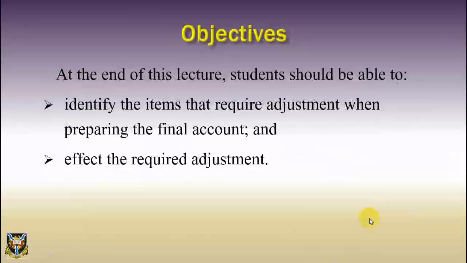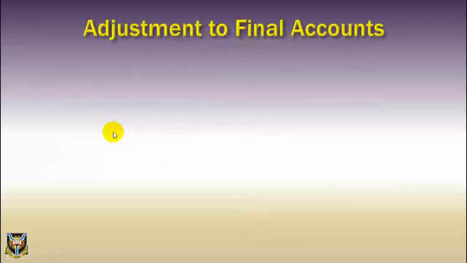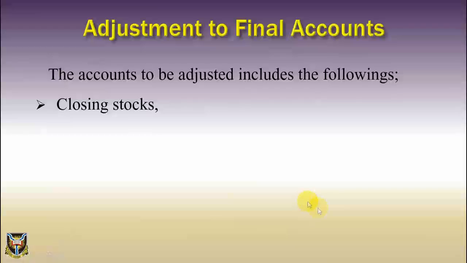Objectives. At the end of this lecture, you should be able to: 1. Identify the items that require adjustment when preparing the final account, and 2. Effect the required adjustment. Pretext. 1. List 7 items that require adjustment in the preparation of final accounts. 2. Explain how you would carry out adjustment in any 5 of the items listed.